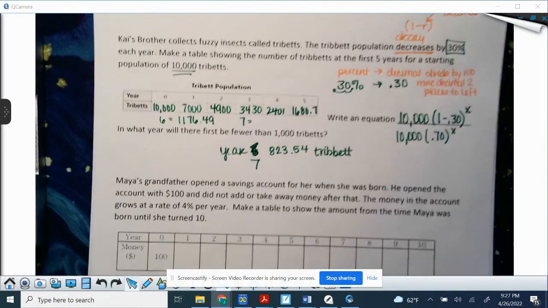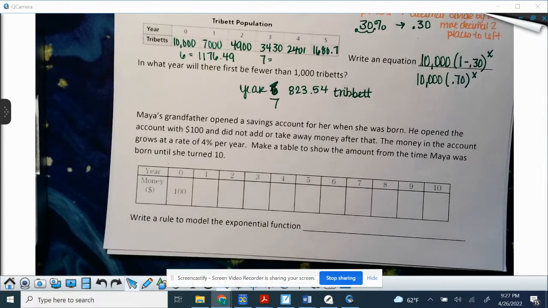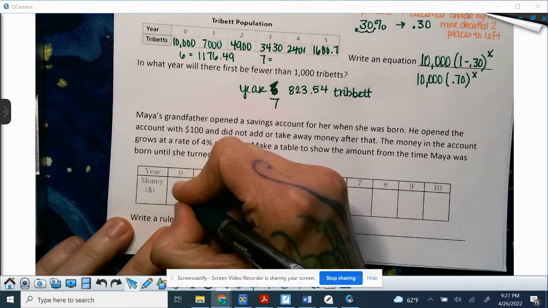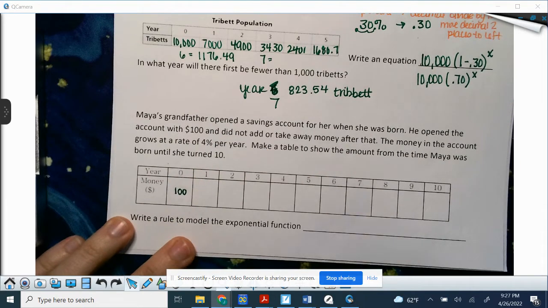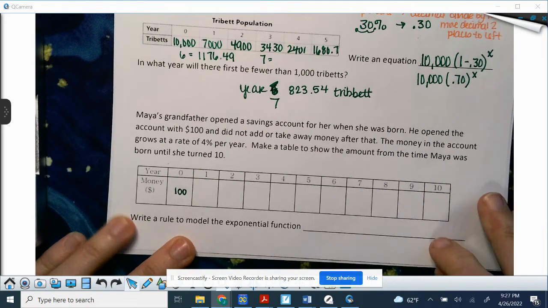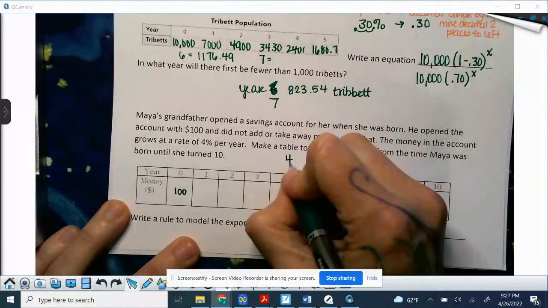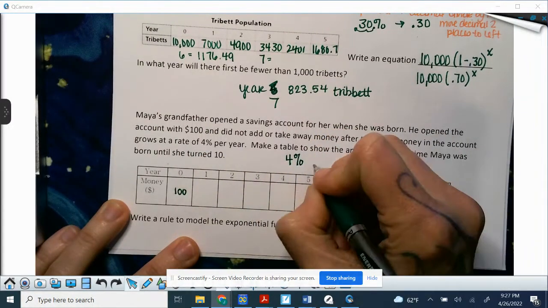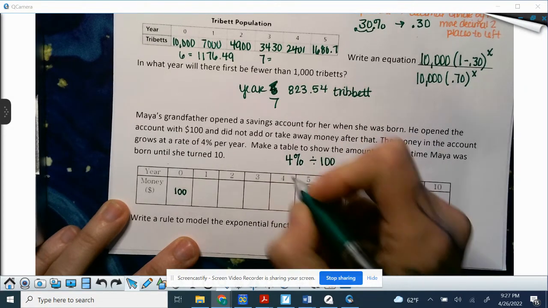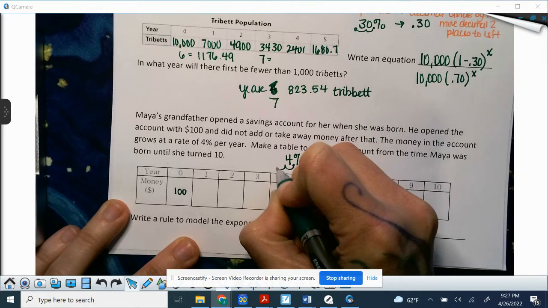All right. Maya's grandfather opened a savings account for her when she was born. He opened the account with $100, which is why we have 100 here at that 0, and did not add or take any money away after that. The money in the account grows at a rate of 4% per year. So 4%, which we have to turn into a decimal. So we're going to divide by 100 or move that decimal 2 places to the left.